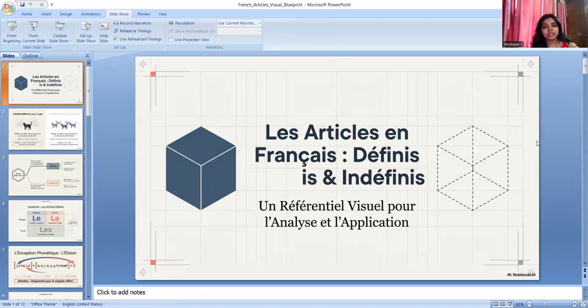For today, we will be doing les articles définis et indéfinis. I think you have already done definite and indefinite articles in English, so it's kind of the same, but there is not one article in French. In English, we have only "the" for definite and "a" for indefinite. But in French, we have three or more, depending on feminine or masculine. So let's start. C'est parti.